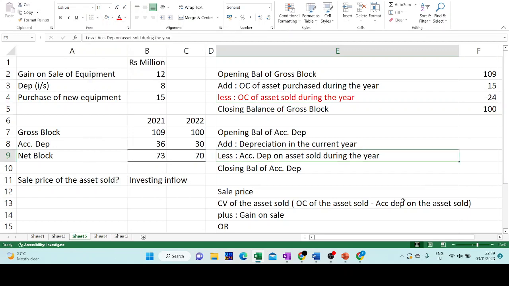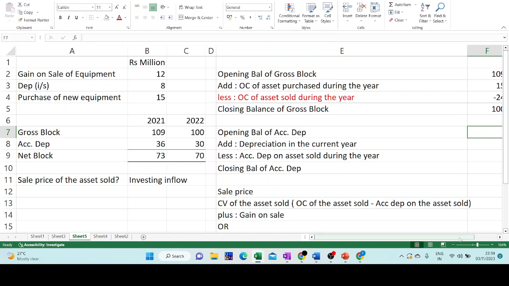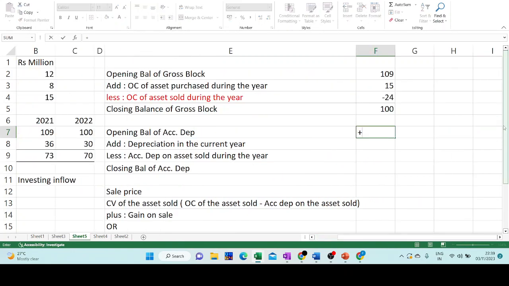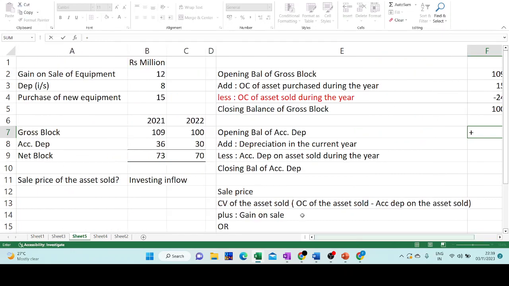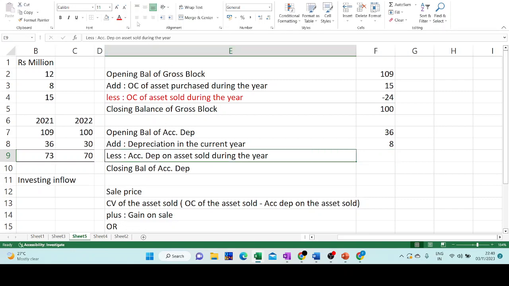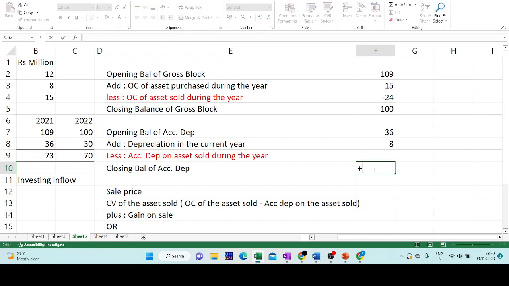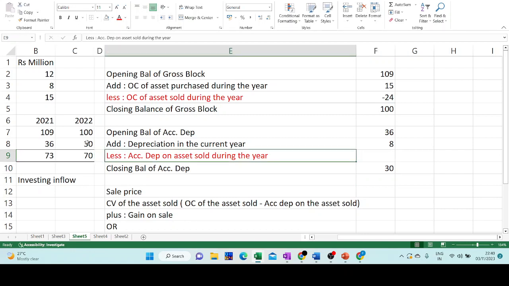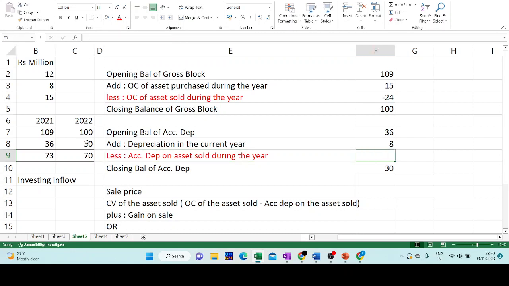Now we need to find next the accumulated depreciation on the asset sold. So accumulated depreciation on the asset sold would be first the opening balance of accumulated depreciation, which is 36, plus depreciation for the current year 8, less accumulated depreciation on the assets sold during the year. We don't know this, we need to find this. Closing balance of accumulated depreciation is 30. Right, so now this is the missing figure. The missing figure is your accumulated depreciation on the assets sold, which would be 36 plus 8. That is how much? 44. 44 minus 30 is 14.